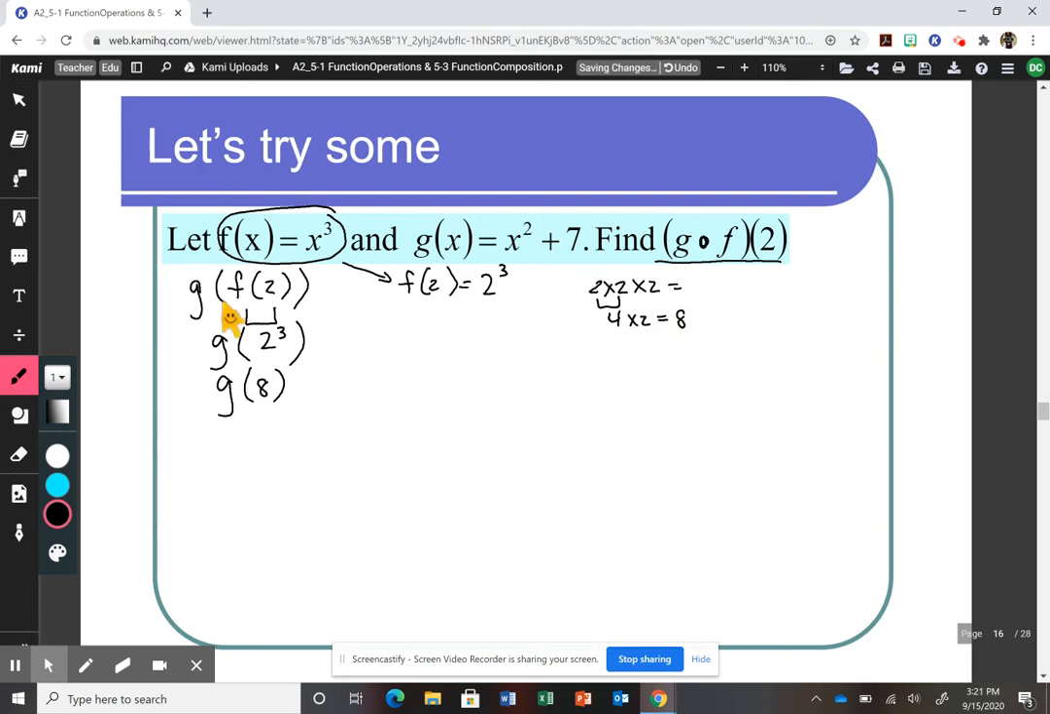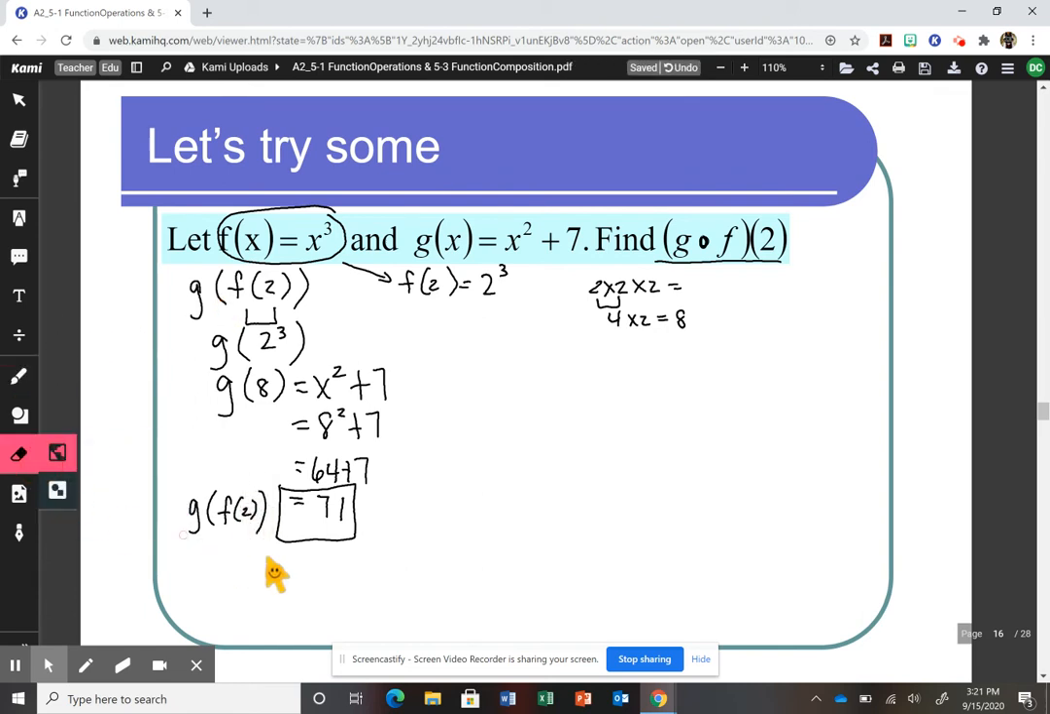All right, so now I'm evaluating the function g, and I'm plugging in 8. Remember, g is x squared plus 7. Then I plug in 8: 8 squared plus 7, which is 64 plus 7, which is 71. Okay, and I write this as g composed with f of 2 is equal to 71.